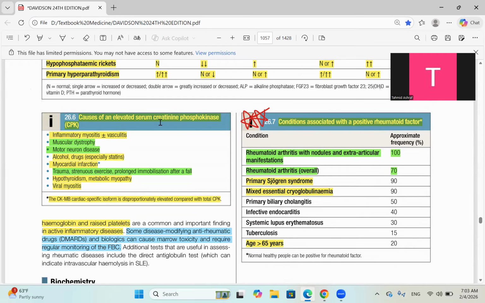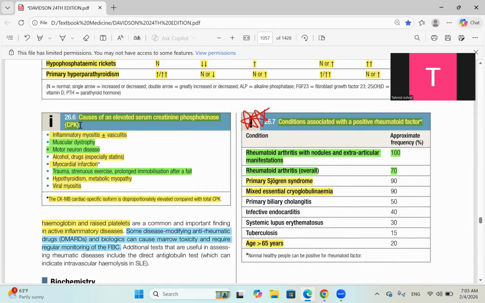Causes of an elevated serum creatinine phosphokinase, or elevated CPK. The diseases are inflammatory myositis, so inflammation of the muscle, with or without vasculitis, muscular dystrophy also, and motor neuron disease. Alcohol may cause an increase in CPK. Some drugs, especially the statins, the typical lipid-lowering drugs like atorvastatin, rosuvastatin, etc., cause an increase in creatinine phosphokinase level.